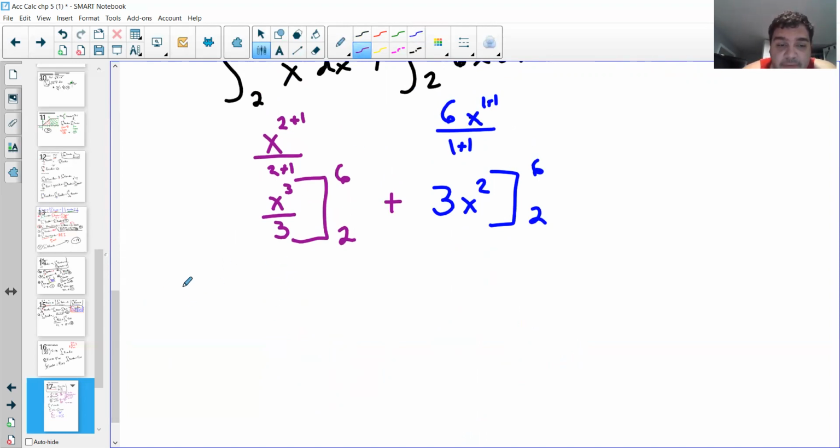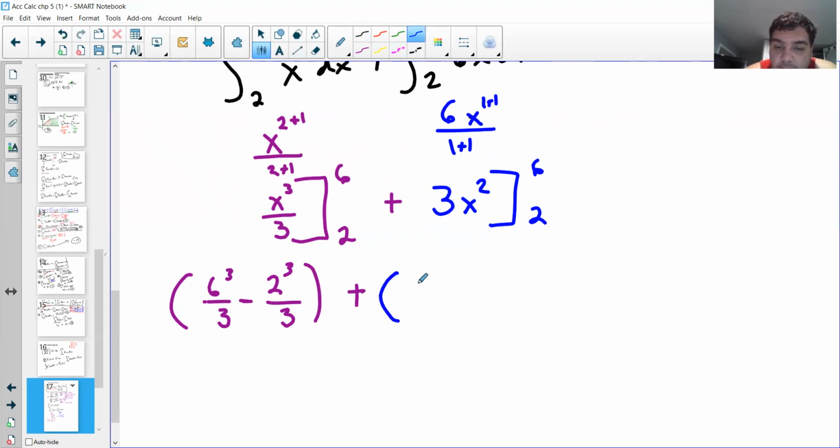From here, I'm going to do the math. x cubed divided by 3. I'm sorry, not x cubed. I'm actually going to plug in the numbers. So 6 cubed divided by 3 minus 2 cubed divided by 3, plus, I'll do this in blue, 3 times 6 squared minus 3 times 2 squared.